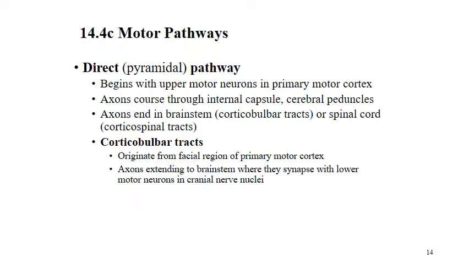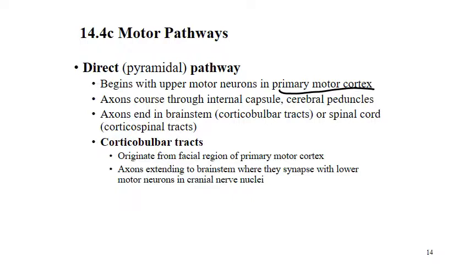So we have two different types of motor pathways. We have the direct pathways and the indirect pathways. The direct pathways we see here begin with upper motor neurons in the primary motor cortex. These axons are going to course through what's called the internal capsule and the cerebral peduncles. The axons are going to end in the brainstem, the corticobulbar tracts, or the spinal cord, also known as the corticospinal tracts.